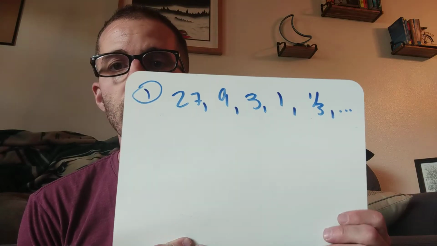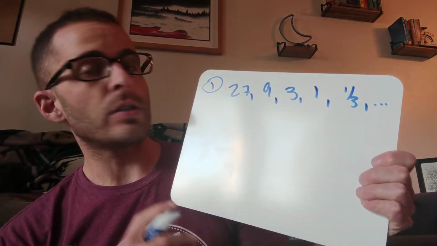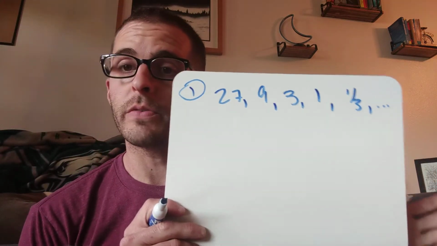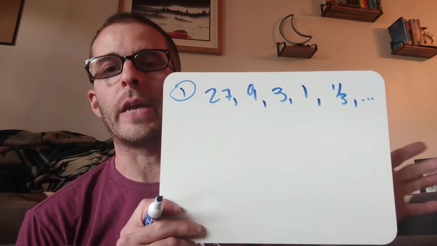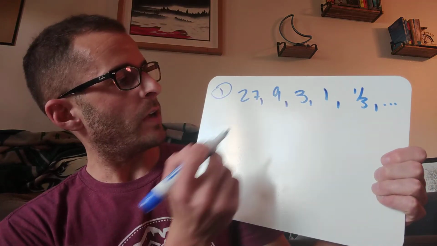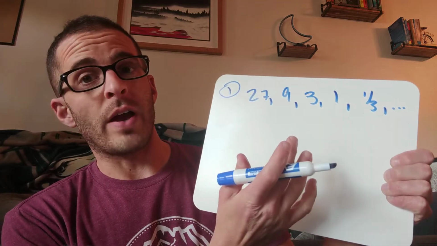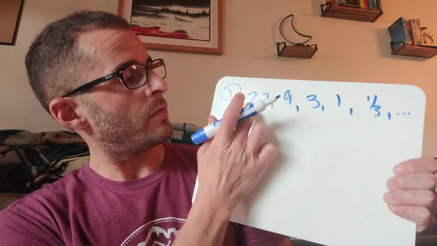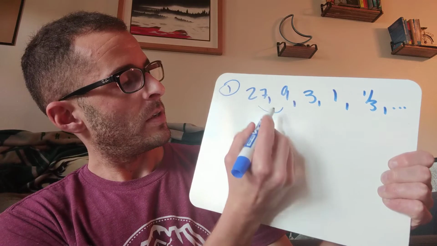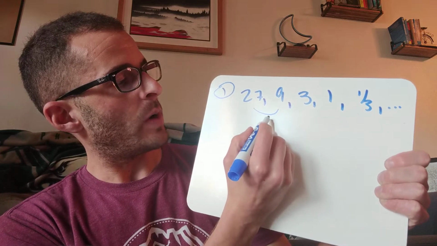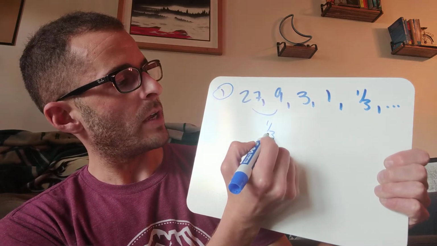So on page 426, let's write number 1 together. 27, 9, 3, 1, 1/3, and so on. So here's what they give us. We want to see, is there a number that we can multiply or divide by every term and get the next number? To figure that out, remember we're going to go from right to left, so 9 divided by 27. 9 over 27 is 1 over 3.